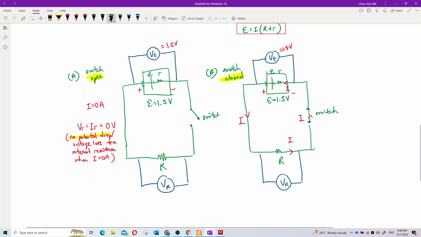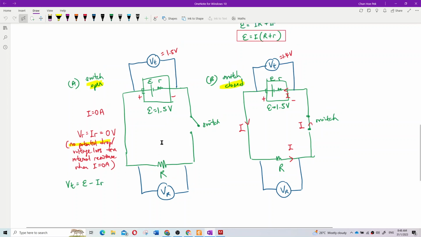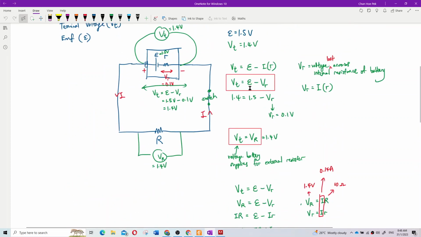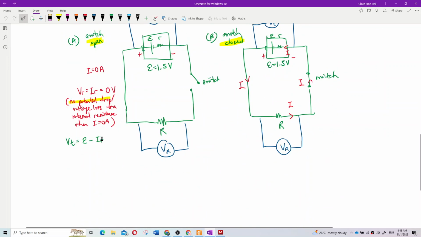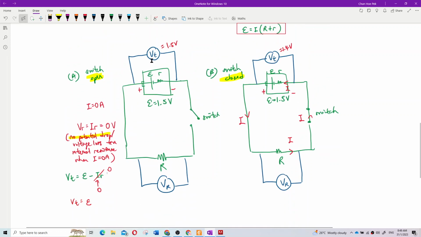So if you use the formula, VT equal to EMF minus Ir, right? Correct, class? Earlier we learned this, right? VT equals E minus Ir. So when current is 0, we will get the terminal voltage equal to the EMF because this term becomes 0. Understand? So that's why the terminal voltage here, you get EMF, when there is no current.